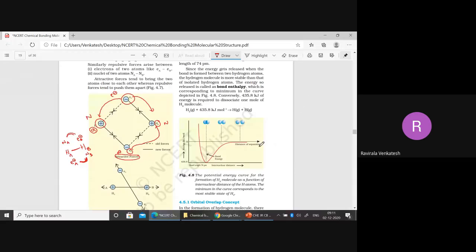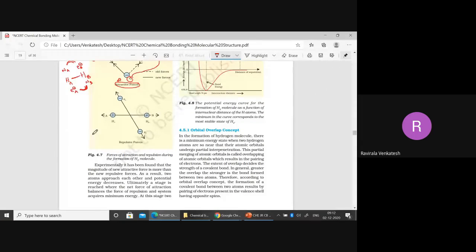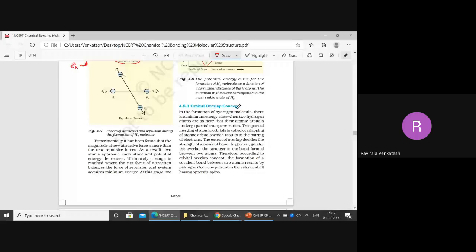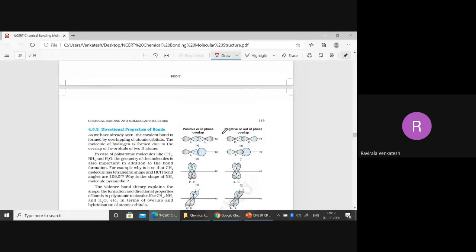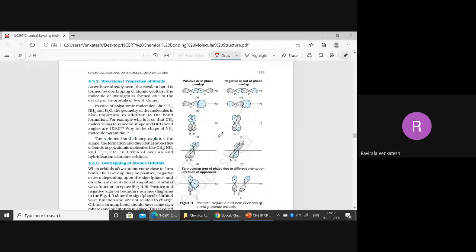Now, this is not required for you in the examination. Nobody asks this type of thing. We will go directly to overlapping. So how many types of overlapping will there be?